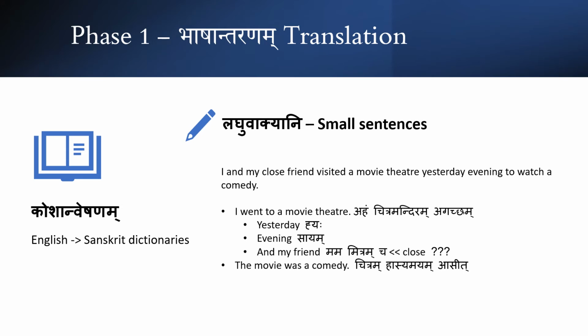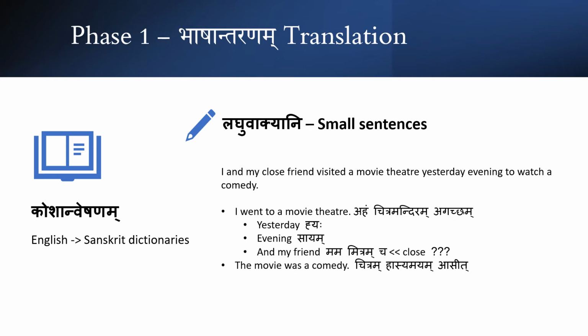Now at this phase, we are at the Bhashantaranam, or translation. Now we can use an English to Sanskrit dictionary here. Since I'm making the sentence using English, I would use English to Sanskrit. If there is any other language you would like to use, you can use that language to Sanskrit dictionary if it is available. Now, I went to a movie theater. If I look up an English to Sanskrit dictionary, many are available online. For I, one would know the word aham.